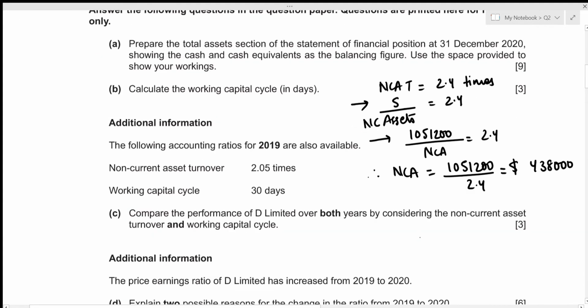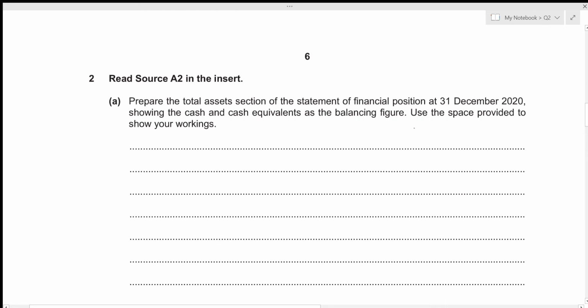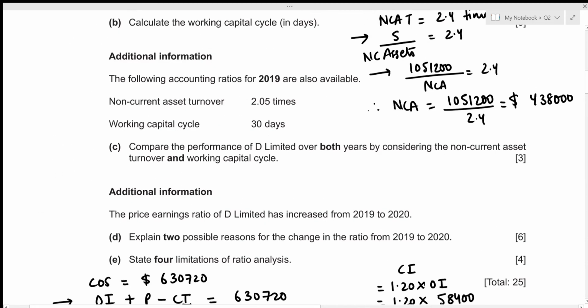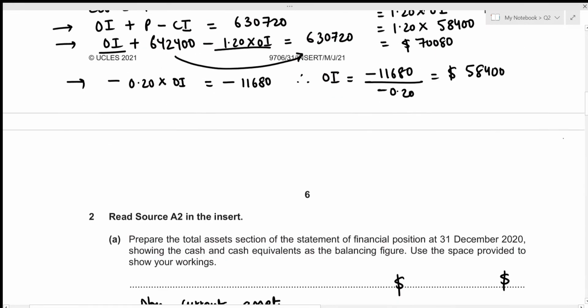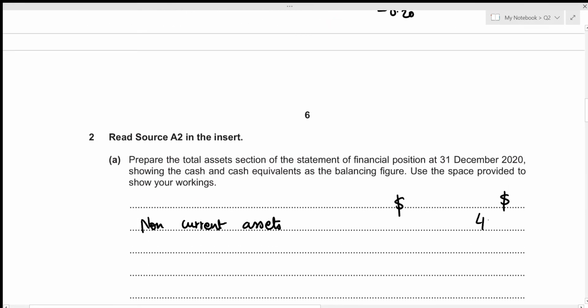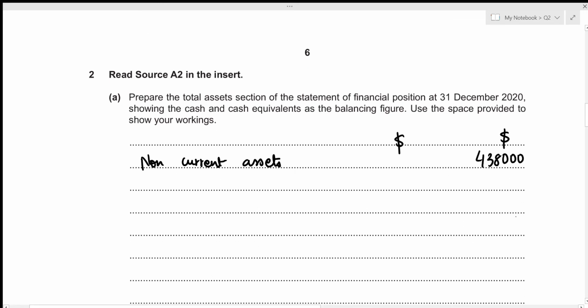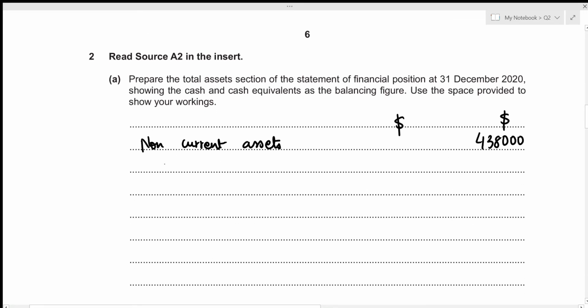All right, let's prepare our assets section. And this is just the part or the section from the statement of financial position that only deals with the assets. Okay, so firstly we will record our non-current assets. We just now calculated or figured out our value for the non-current assets above. Let's have a look. We figured out that the non-current assets had the value of 438,000. So let's record this. That's 438,000. Now we can move on to working towards our current assets section.